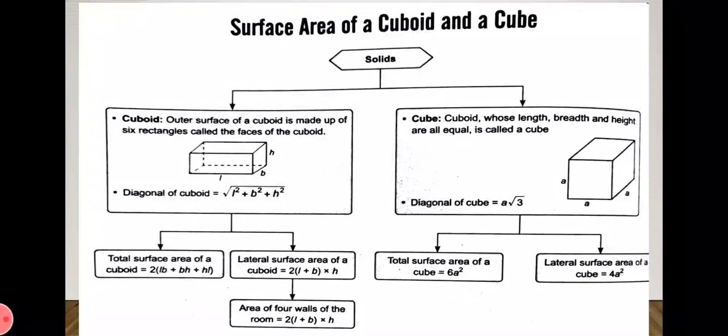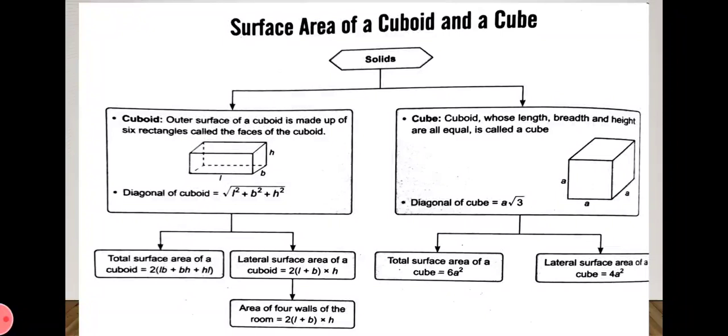To find the total surface area of a cuboid, the formula is given by twice (LB plus BH plus HL), that is twice (length into breadth plus breadth into height plus height into length). To find the lateral surface area of a cuboid, that is LSA, we use the formula twice (length plus breadth) into height. And the same formula is used to find out the area of 4 walls of the room.